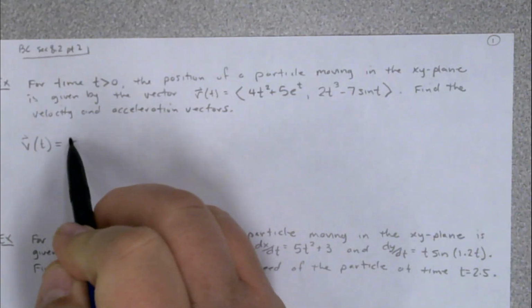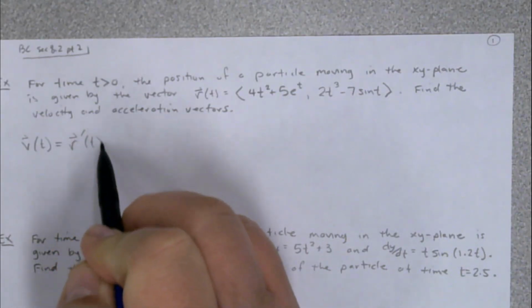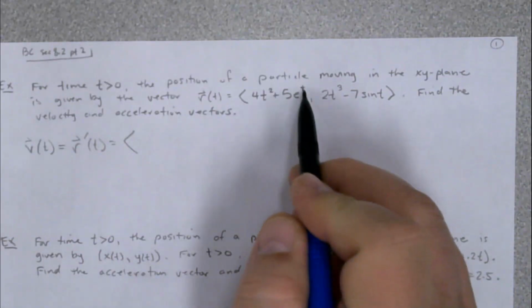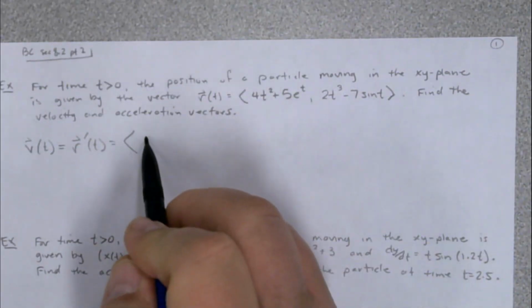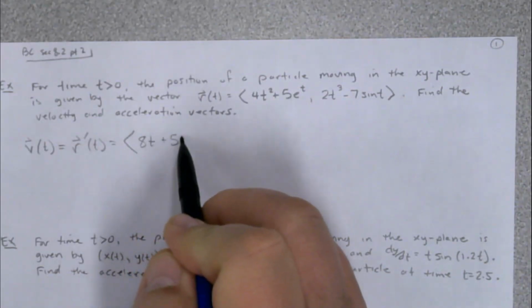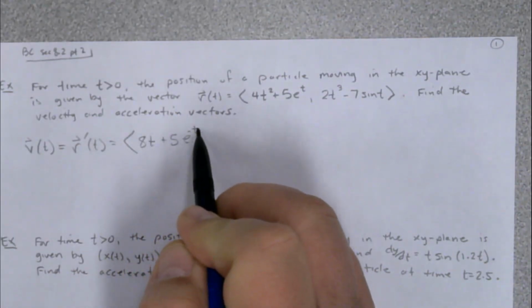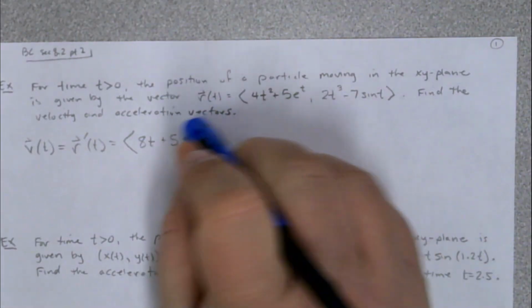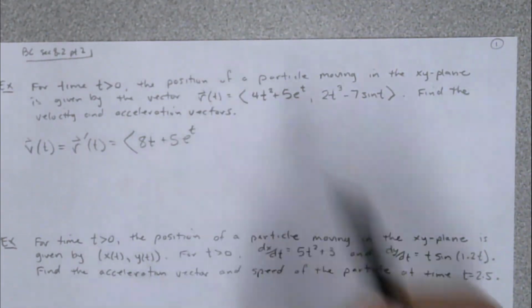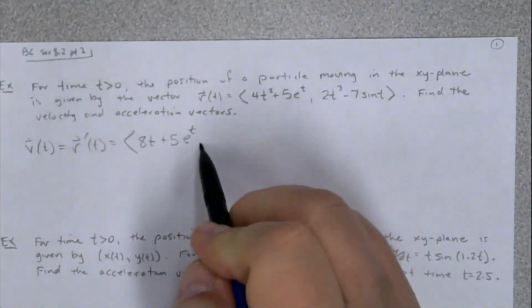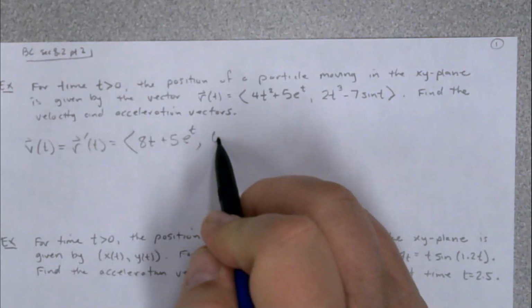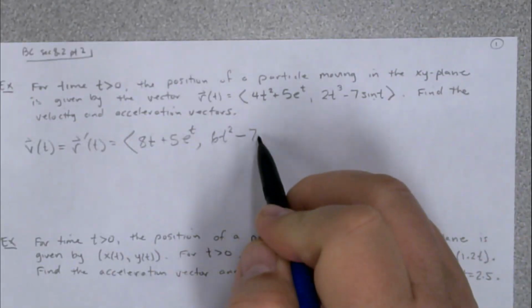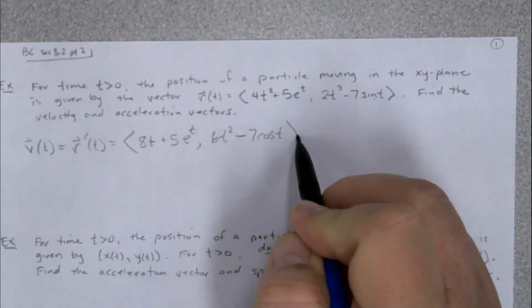So the velocity vector is the derivative of the position vector. That just simply means I take the derivative of each piece. So the derivative of this with respect to t is 8t, 5 e to the t. It's not negative t, I don't want to have a negative there, sorry. And then the derivative of this piece is 6t squared, and the sine becomes a cosine. And make sure you write it in vector format.